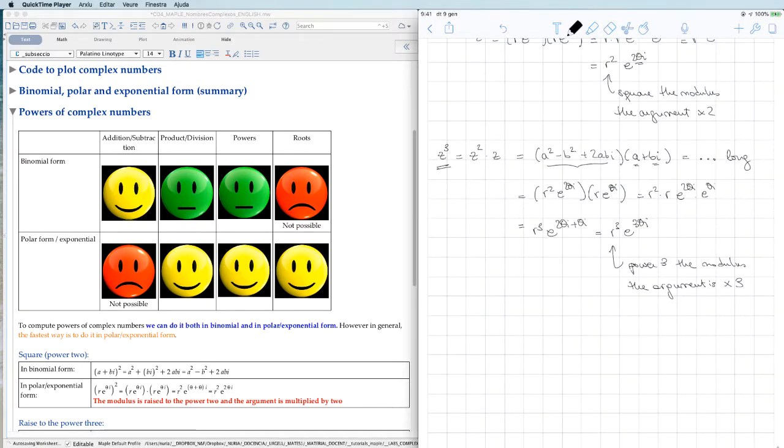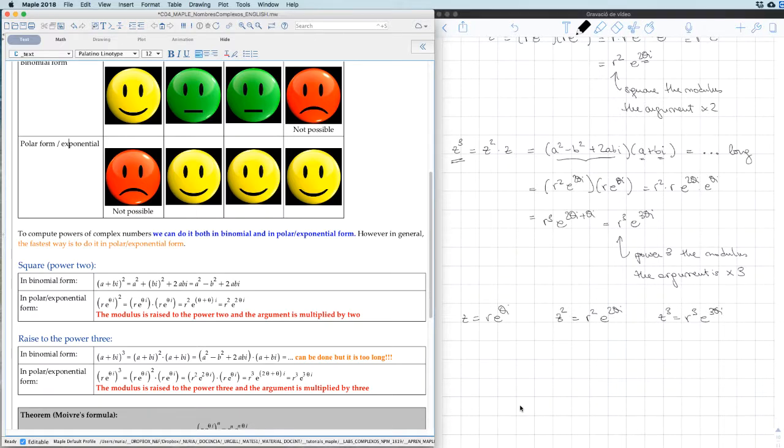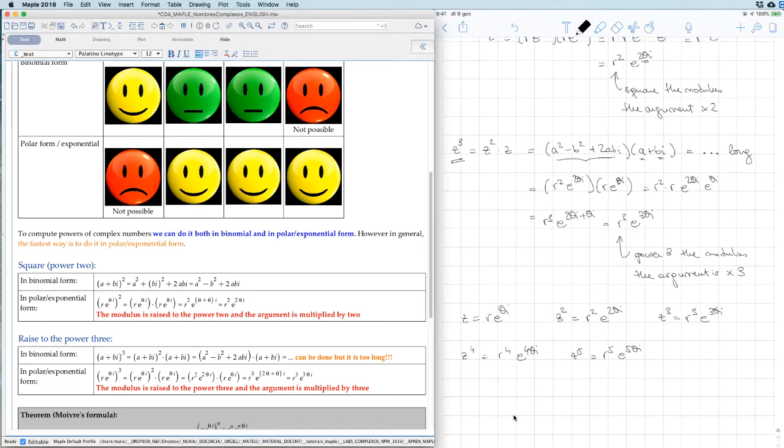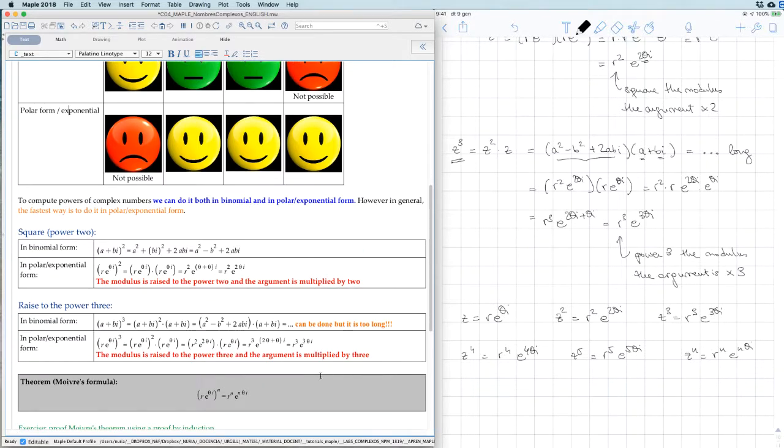So now, having a look at this, what we have obtained is that if z is r e theta i, z squared is r squared e 2 theta i, z cubed is r cubed e 3 theta i. So we can deduce a general formula. We have that z to the power 4 is going to be the modulus to the power 4 and the argument multiplied by 4. z to the power 5 is going to be the modulus to the power 5 and the argument multiplied by 5. And in general, z to the power n is going to be the modulus to the power n and the argument multiplied by n. And this is the Moivre's formula.